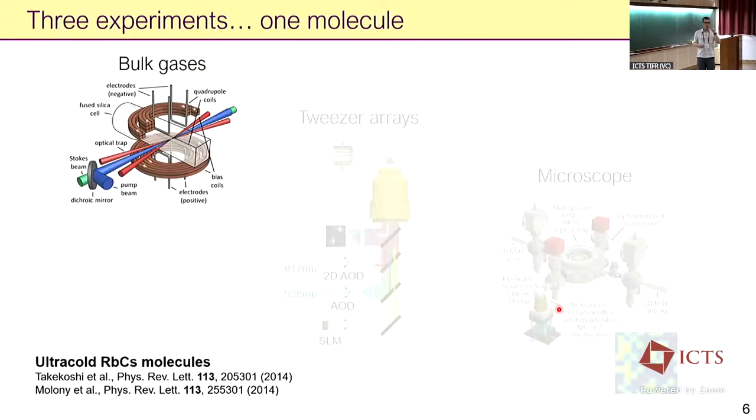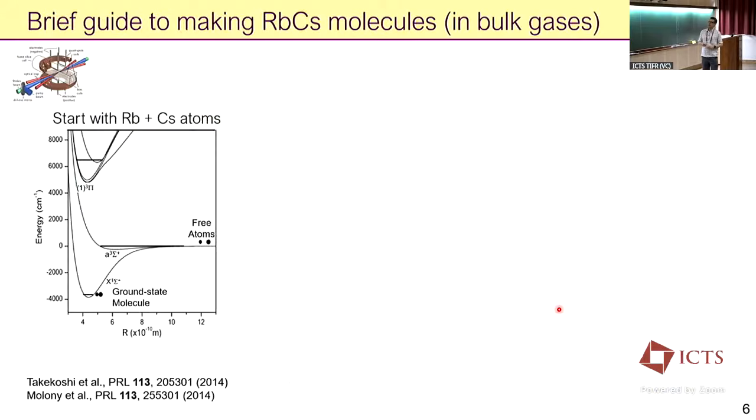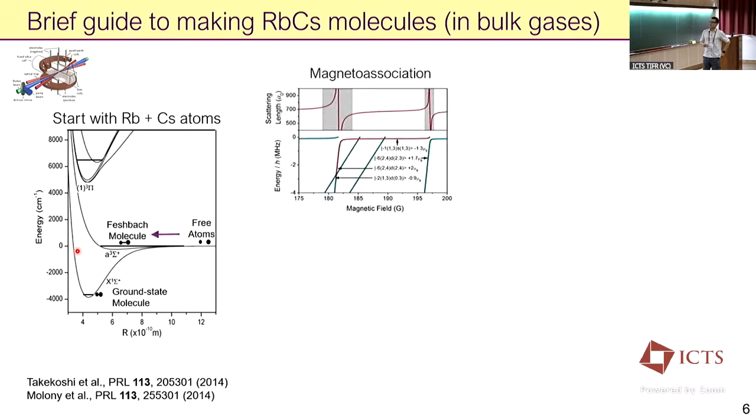Let me first tell you about how we make the molecules, because it's important to understand how we can manipulate and detect them. So this is now a fairly standard procedure. So the challenge is really to take a pair of atoms, rubidium cesium, of course, in our case, and transfer them to this absolute ground state of the bound dimer, which is bound by about 4,000 wave numbers, or 120 terahertz or so. And the way we do this is we've heard about Feshbach resonances already.